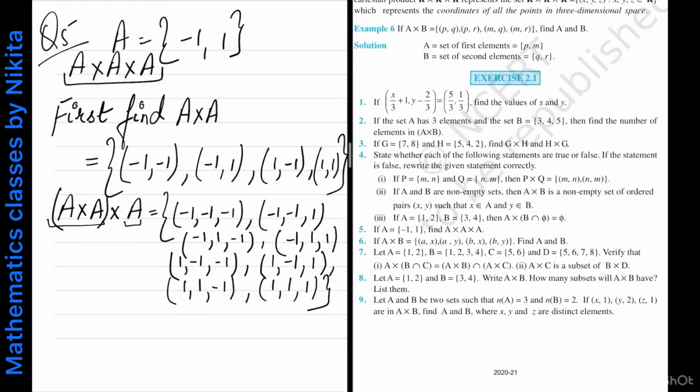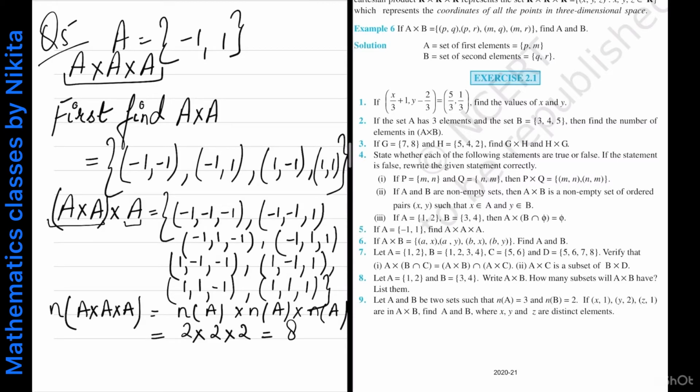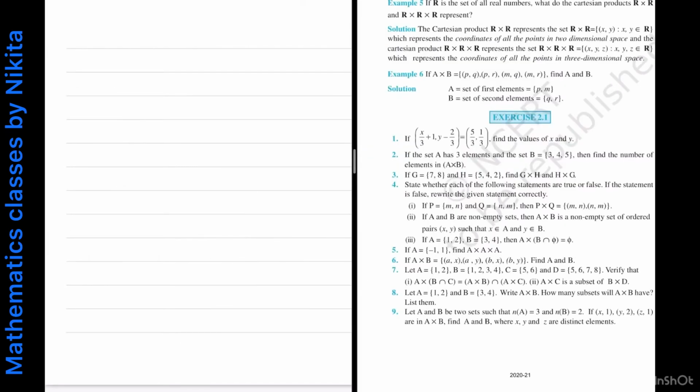And you can check the cardinality. What is the cardinality of A cross A cross A? This is equal to n(A) into n(A) into n(A), which is equal to 2 into 2 into 2, which is equal to 8. And you can see that A cross A cross A has 8 elements. Okay. Now let's see question number 6.